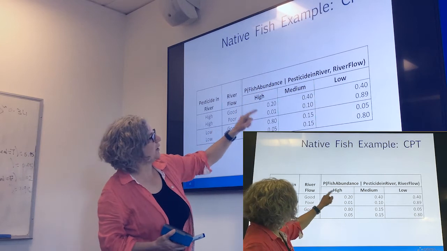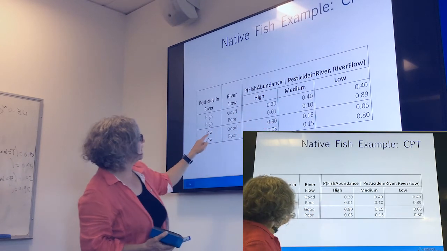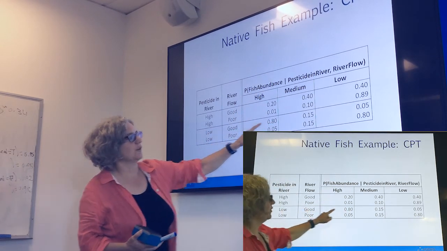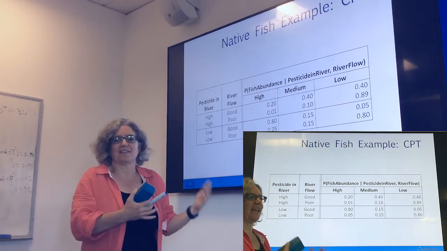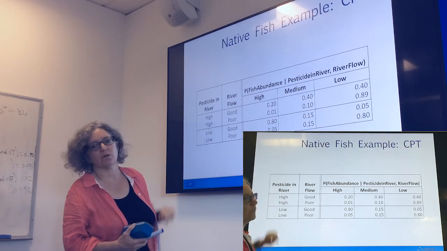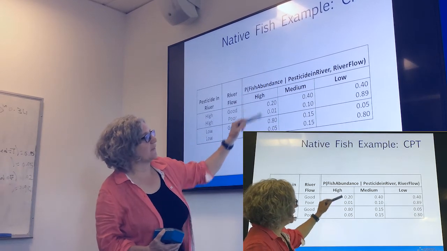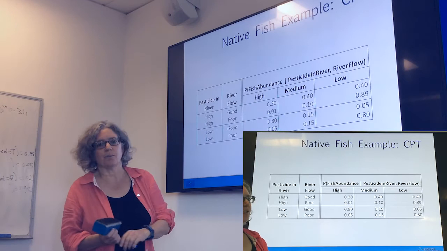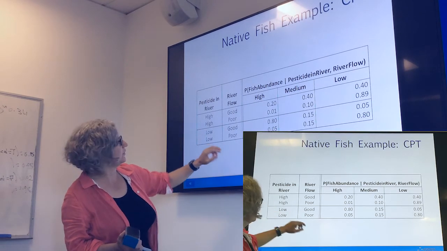And the best case for the fish is where there's the highest high abundance, which is here, and that's where there's low pesticide and good river flow. Well, this is what we'd expect. I mean, it's not an accident. We've made this the worst, this the best, and these ones are somewhere in the middle. Now, the numbers for the somewhere in the middle, no matter how we got them, actually give us a sort of ranking.